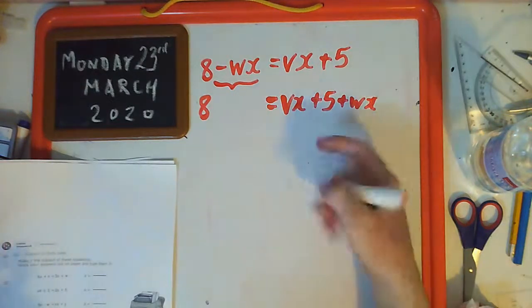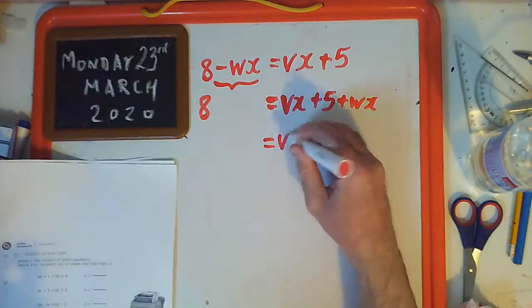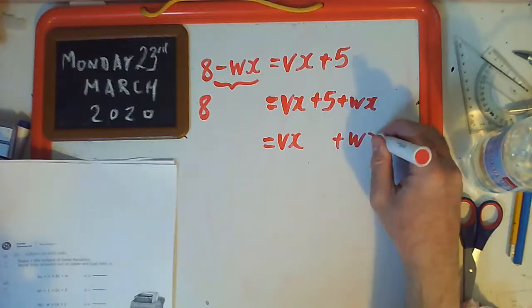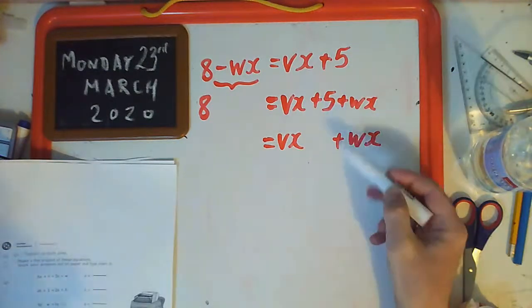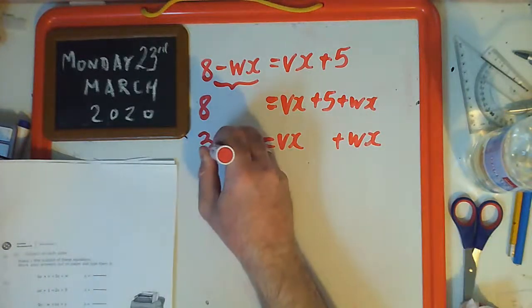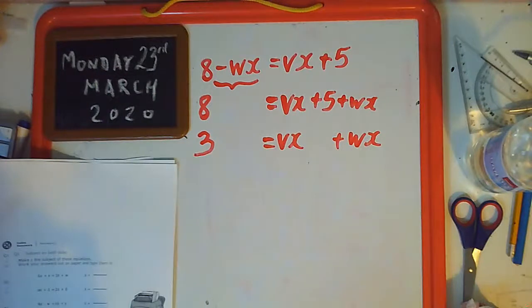So I'm going to take away 5 from both sides. So vx, and then just plus wx, and then take away the 5 so it disappears. But I've got to take away 5 on the left as well. So instead of 8, I've got 3. So 3 equals vx plus wx.